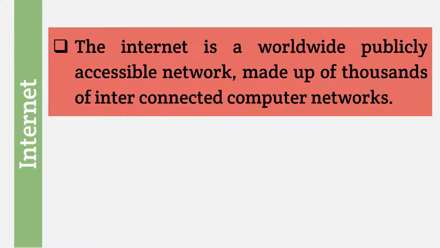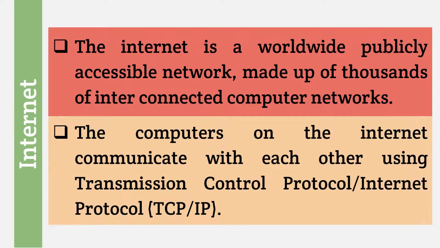This network is made up of thousands of interconnected computer networks. The computers on the internet communicate with each other by using a protocol. This protocol is named as Transmission Control Protocol or Internet Protocol, abbreviated as TCP/IP. This protocol is used by all the computers on internet to communicate with each other.